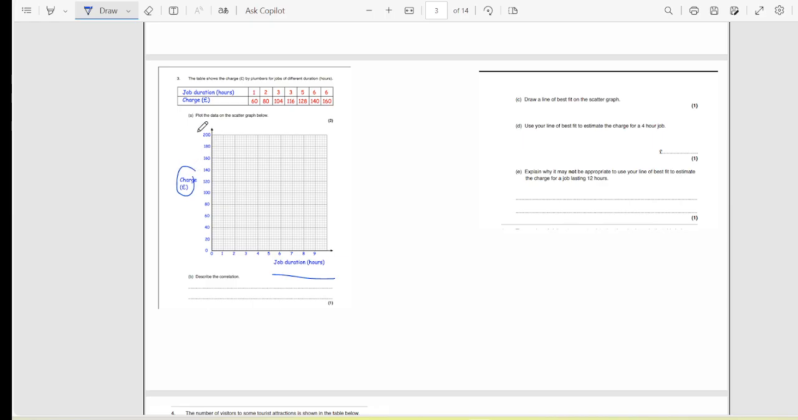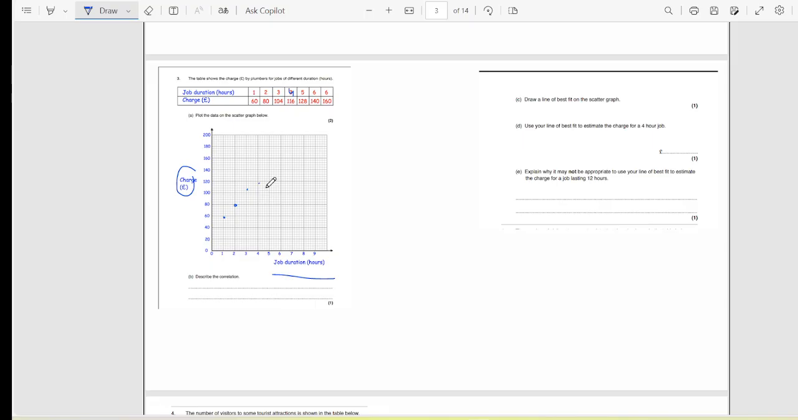So this table is showing job duration on this side, and on this side we have charges. So let's start with, for 1 hour this is 60. So 1 hour 60, 2 hours 80, 3 hours 104, which is close to 100. So it will be there. 4 hours, this is 4 hours 116, so this will be close to 120, somewhere there. Then for 5 hours it's 128, which is between 120 and 130.